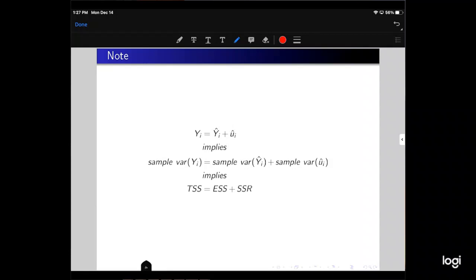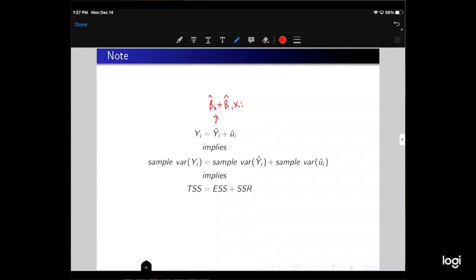A quick note: each yi is equal to the predicted y plus the residual. We can put in the definition of the y hat, which is beta hat 0 plus beta hat 1 xi. We're basically putting in this predicted value and giving a definition. The data points are equal to the predicted values plus the residuals.